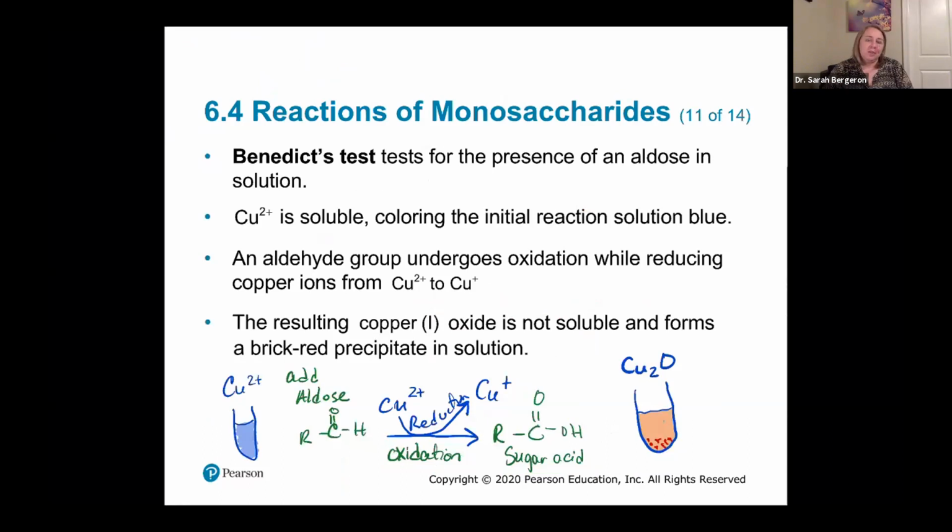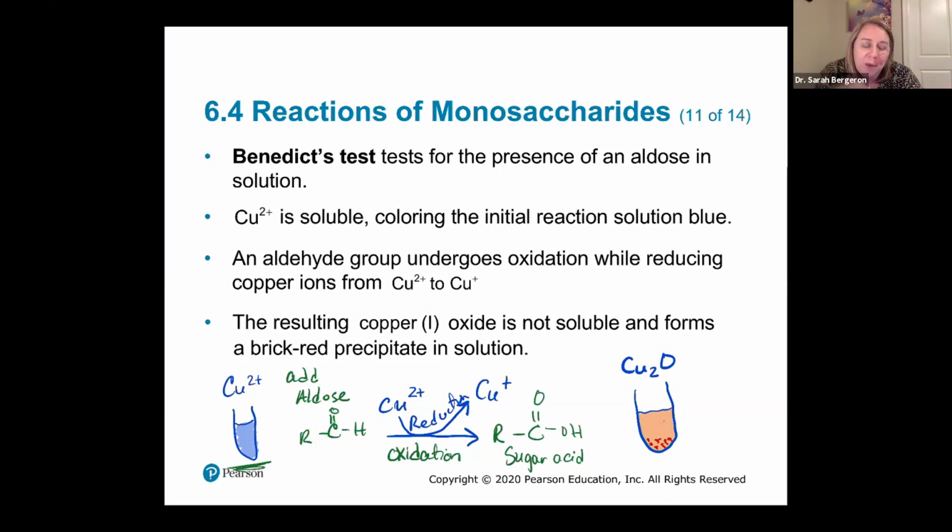So you can use a test, what's called Benedict's test, in order to determine if you have an aldose inside of your solution. And the way that this works is you add copper 2 ions to solution. And I don't know if you've ever done this in high school chemistry, but if you put copper 2 ions just in solution, it turns blue. And so your solution would be this really, really pretty light blue. And so if you have an aldose in there, you put your Benedict's test solution in there, it's got the copper 2 ions, it's going to be blue.